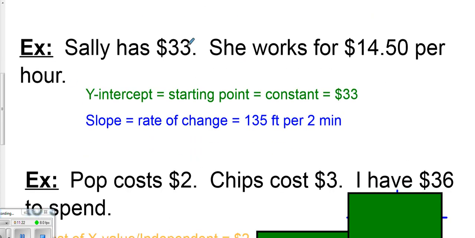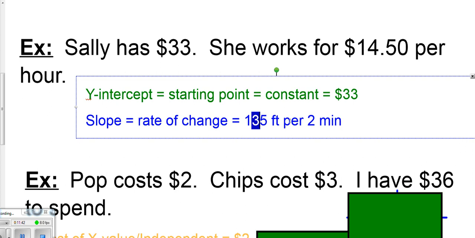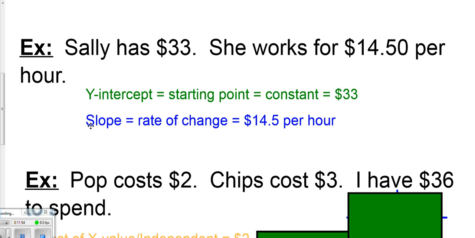Another example. Let's go back to our Sally example. Sally has $33 and she works for $14.50 per hour. Well, they give you a y-intercept. Again, that's like your starting point or your constant of $33. They give you a slope, a rate of change of, oops, I never changed that one. This should not say that. It should say $14.50 per hour. Slope or your rate of change is $14.50 per hour.